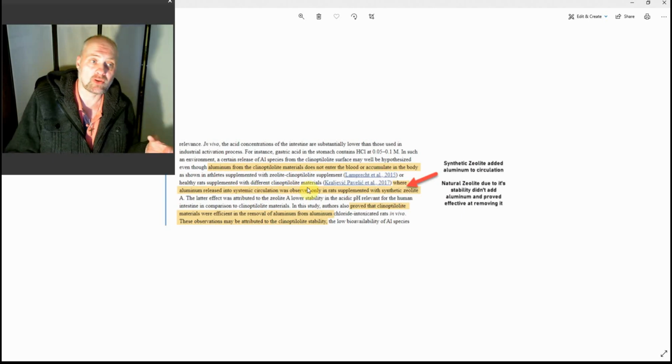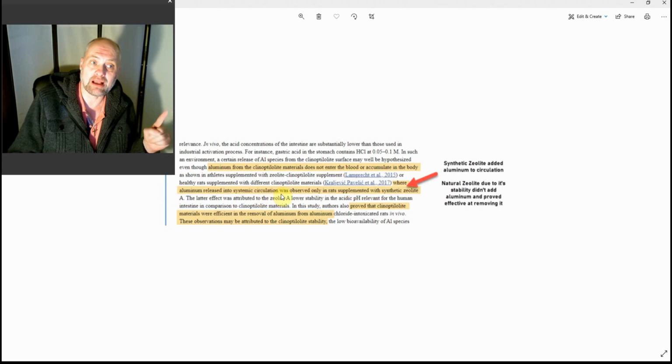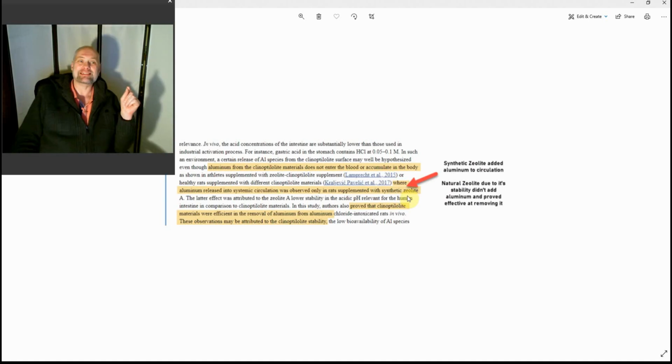So they've done studies and they've discovered that aluminium is not left in the body by this form of zeolite. But then they say where aluminium released into the systemic circulation was observed, so there is a situation where it has come out of the zeolite, but only in rats supplemented with synthetic zeolite. So I want you to see that very important detail. The natural version of zeolite does not leave aluminium in the blood circulation or in the body to accumulate, but the synthetic version does. That is a huge difference.